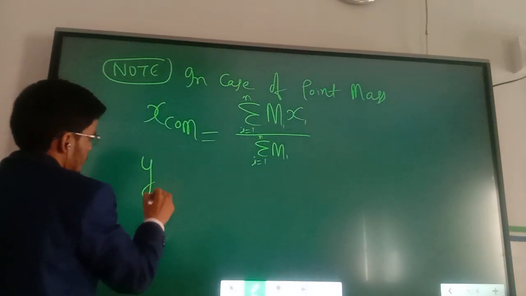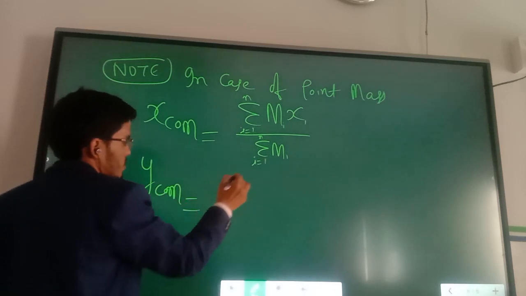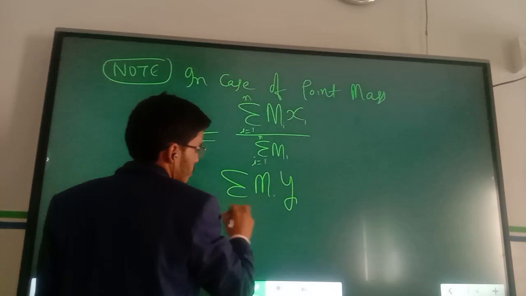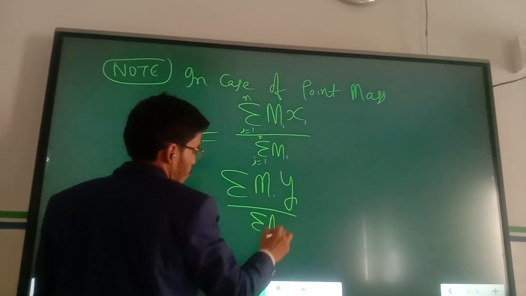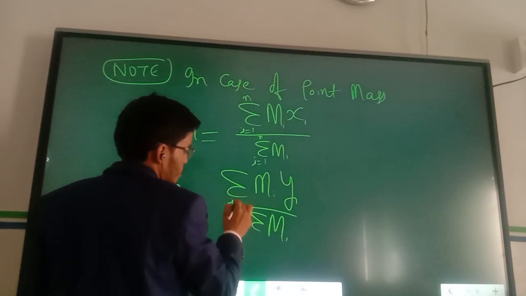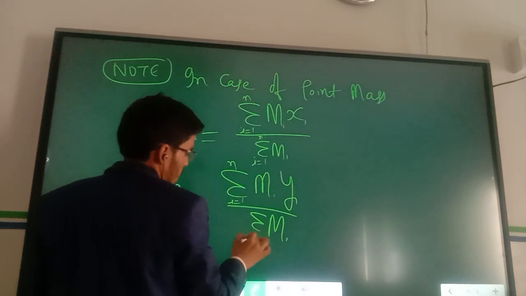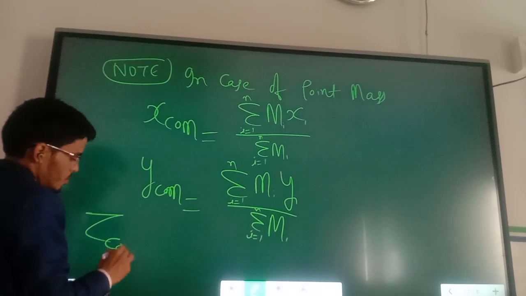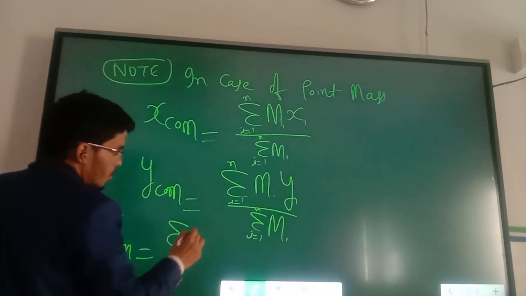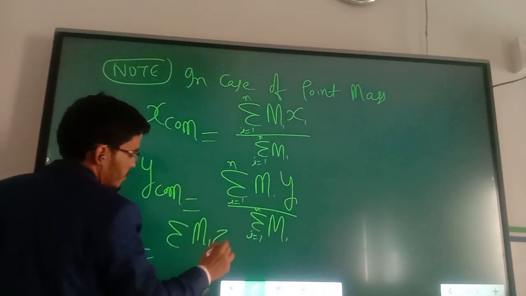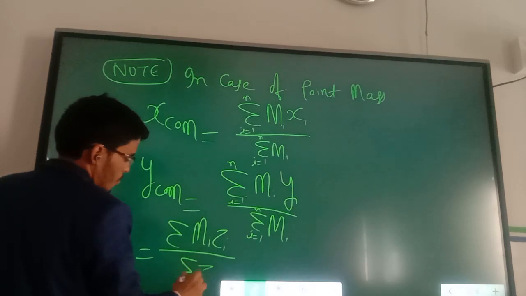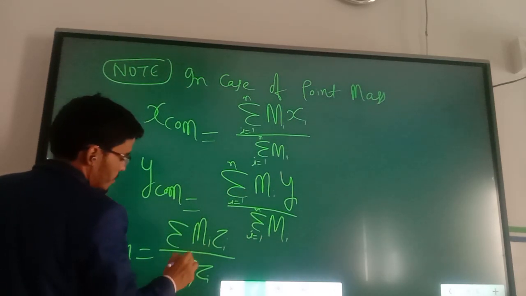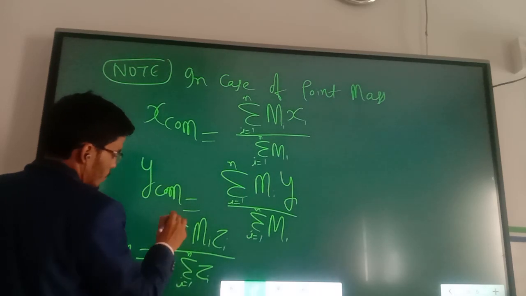And y center of mass is similar: y center of mass equals summation of mi yi upon summation of mi, i from 1 to n. Similarly, z center of mass equals summation of mi zi upon summation of mi, i from 1 to n.